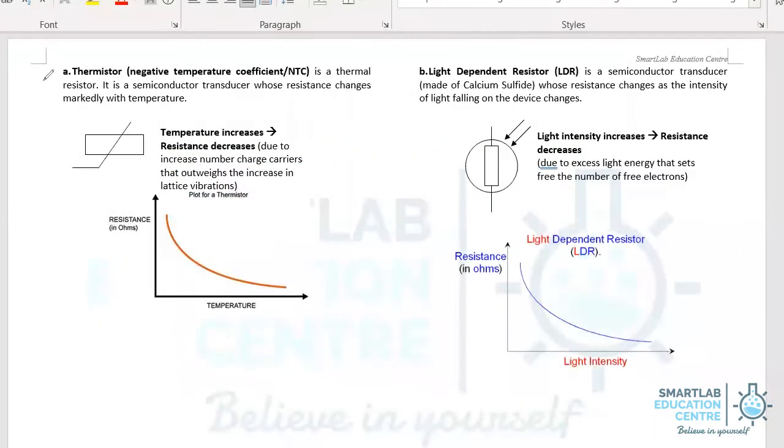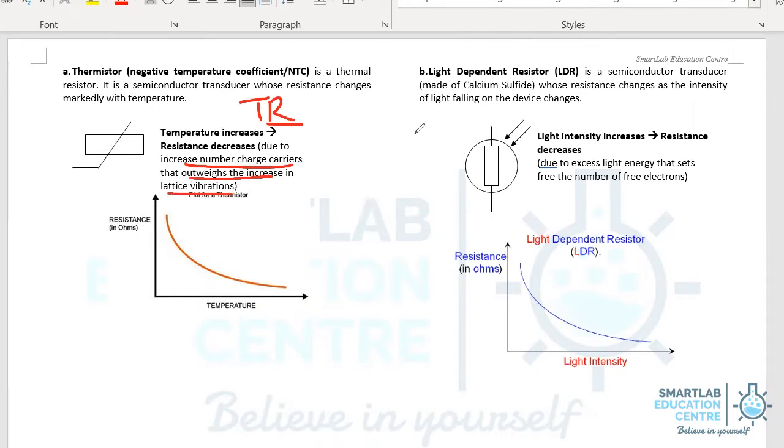Quick recap on thermistor, and then we'll explain light-dependent resistor. So the first part for thermistor is that when the temperature increases, the resistance decreases. And the reason is because there's a large increase in terms of the charge carriers, and that outweighs the increase in the lattice vibration.